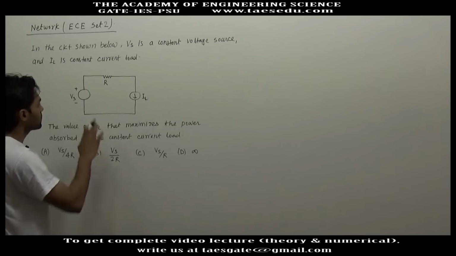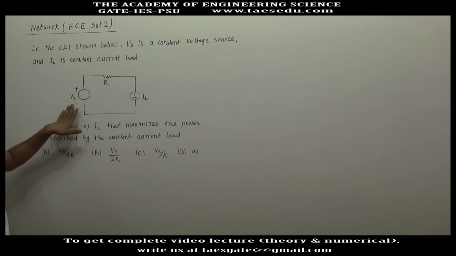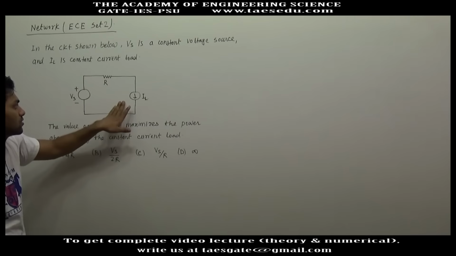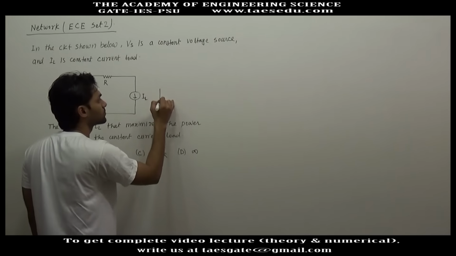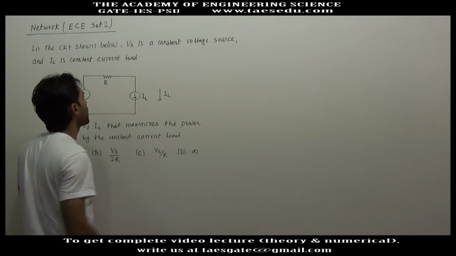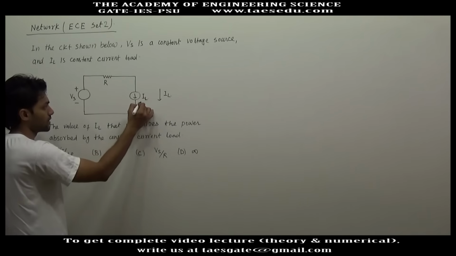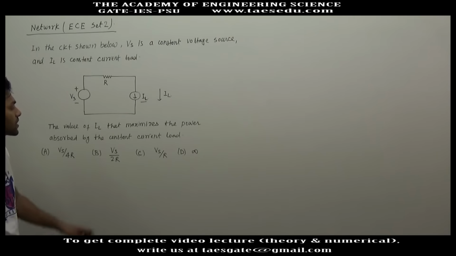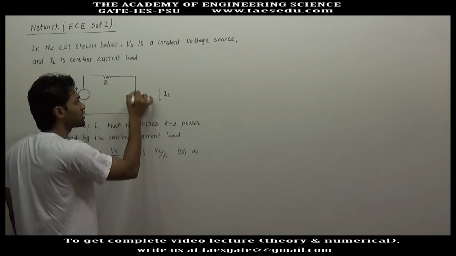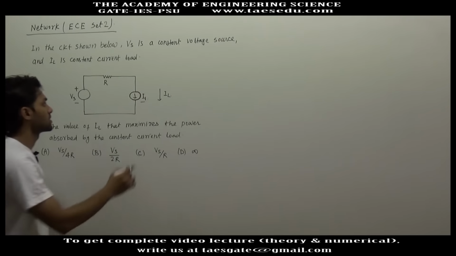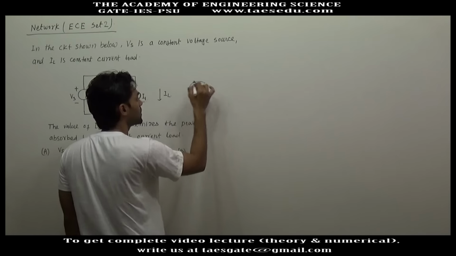In this circuit diagram we have a voltage source of magnitude Vs, and in the load a constant current source is connected. It draws a constant current IL. Then we have to find out the value of IL such that the power delivered in this current source will be maximum. This is an element, so we have to maximize power delivered in this element.